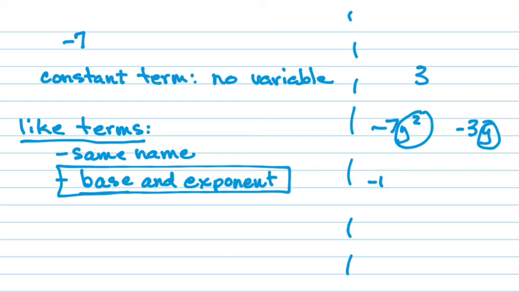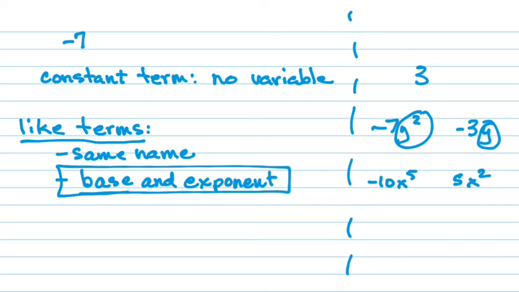What about negative 10x to the fifth and 5x to the second? Like terms? Why not? This has a 5 right there and a 5 right there. That makes them like terms, doesn't it? Nope, because this 5 is the exponent. This 5 is the coefficient. Excellent. Good job, guys.